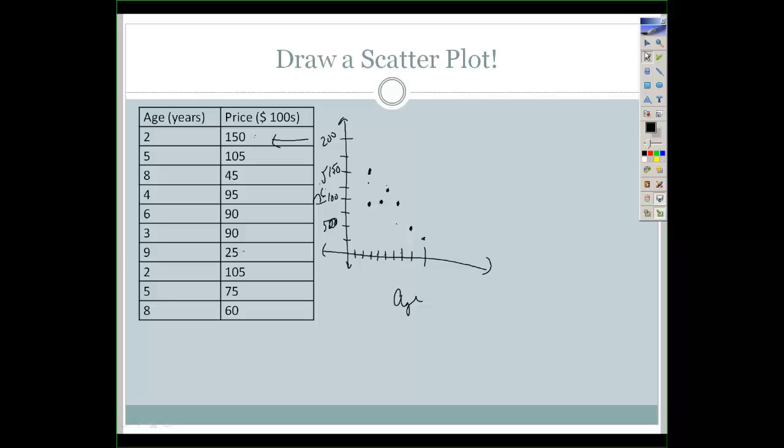9, 25, we got that one. 2, 105. And 5, 75. 2, 3, 4, 5. 75. And then 8, 60. 6, 7, 8, and then 60, right about there. Okay. So that's what we're looking at for our scatter plot.